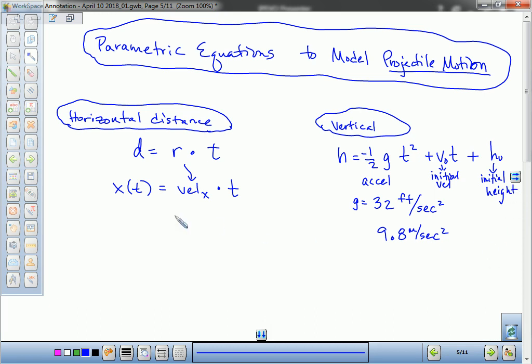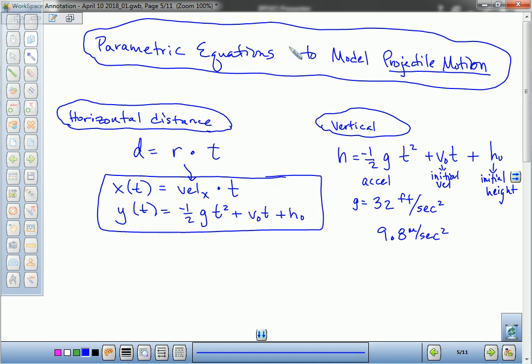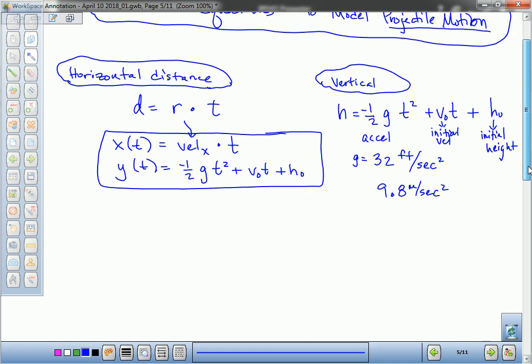So our horizontal component is already represented here. Our vertical component is represented here. So it's -1/2 g, and g depends on the problem you're given, whether you're going to do it in terms of feet or in terms of meters. It really just depends on what you're given. So this is our basic setup for our parametric equations that model projectile motion. Everything's going into this form. We're going to use some technology to solve for t in a second.